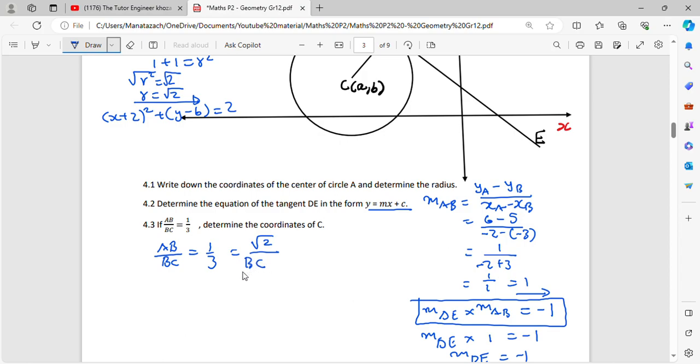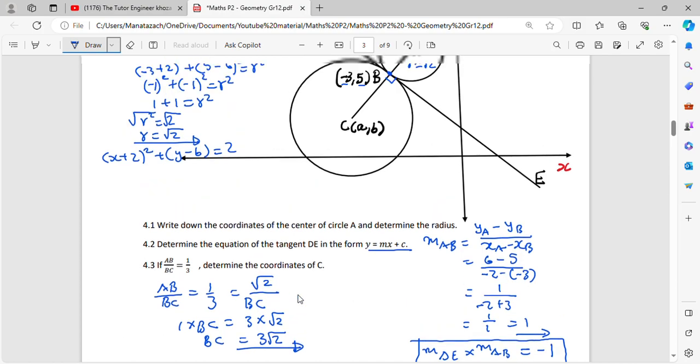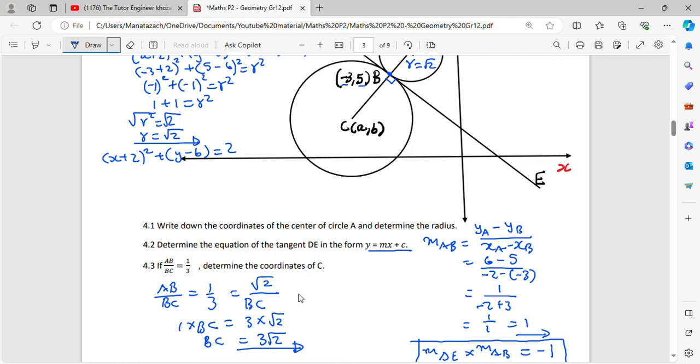Then let's find BC. If we cross multiply this, we'll have BC on the left hand side, BC times 1, then the right hand side root 2 times 3, so BC is equal to 3 root 2. So that's the radius for circle C. Let's write here 3 root 2 between B and C.